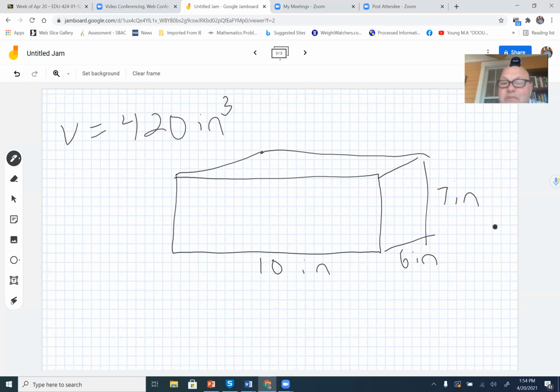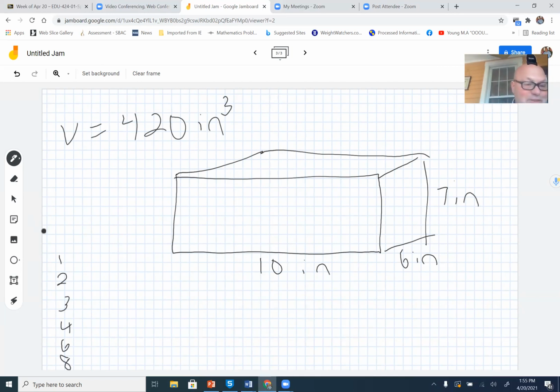Now, surface area means, think about painting. What's the area of each side? We would have to paint that. So the way we find surface area is first to count all the sides. And this shape has 6 sides: a top, a bottom, front, back, left, and a right. So we'll number them 1, 2, 3, 4, 5, 6.